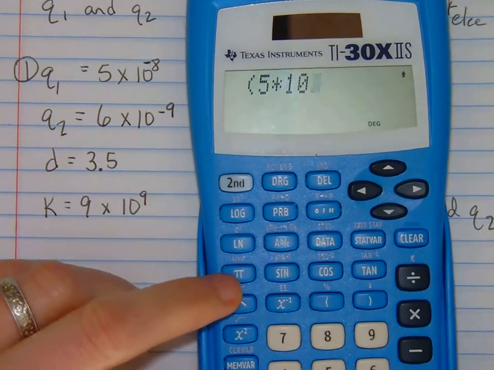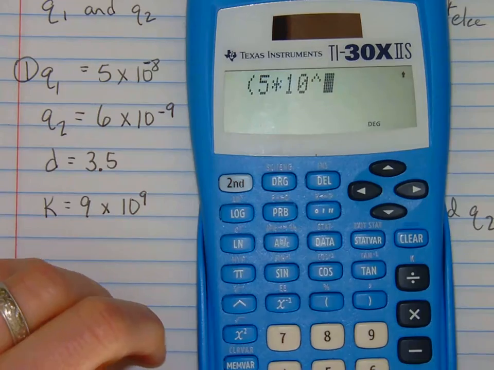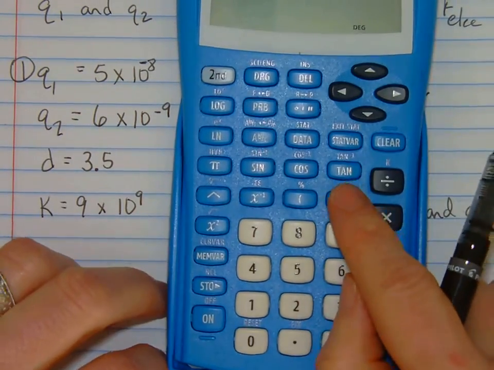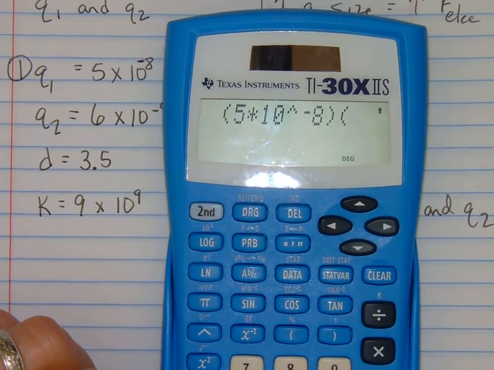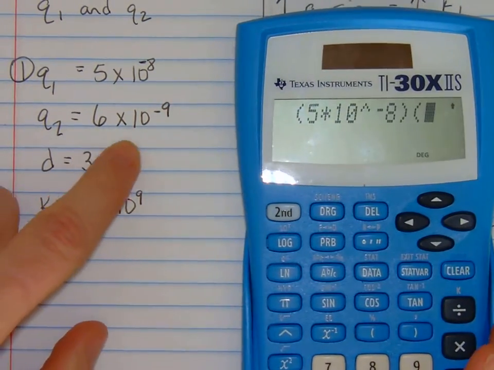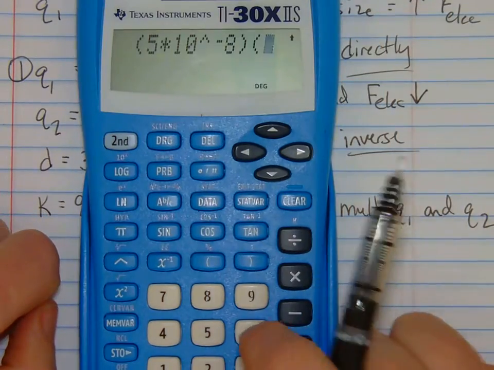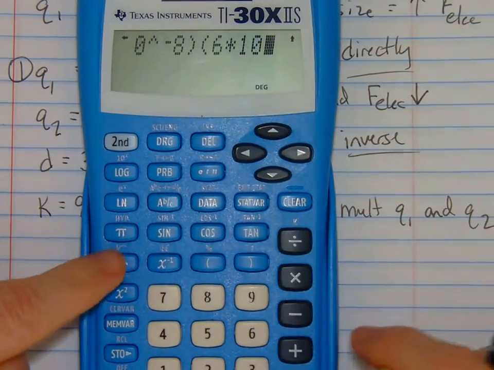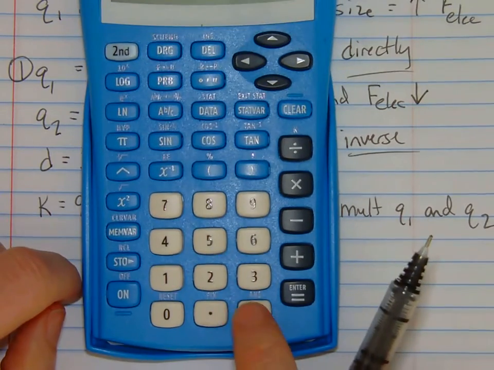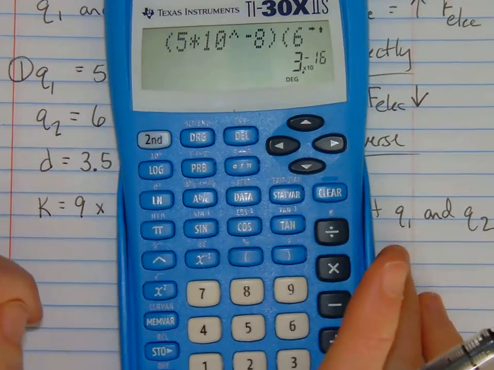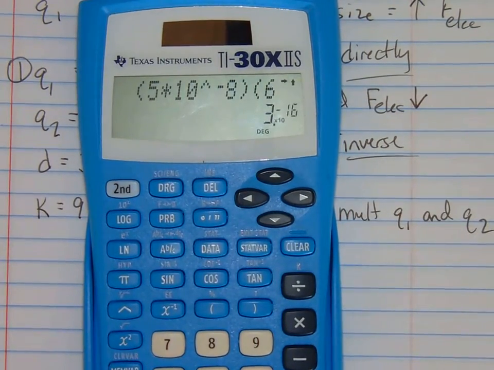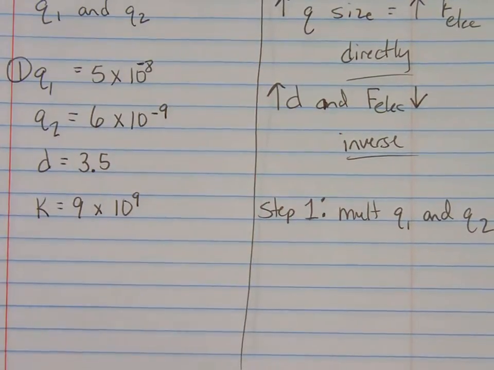So 5 times 10, caret, which is scientific notation, negative 8. Now close it up. We're going to multiply Q1 by Q2. Q2 is 6 times 10 to the negative 9th. 6 times 10, caret, negative 9. Close it up, hit enter. There's an intermediate answer. There is no need to write it down. It is fine, just stored within your calculator. So we have multiplied Q1 and Q2.